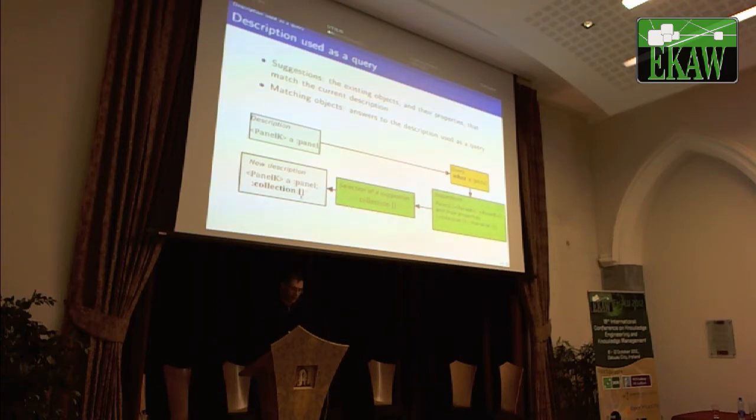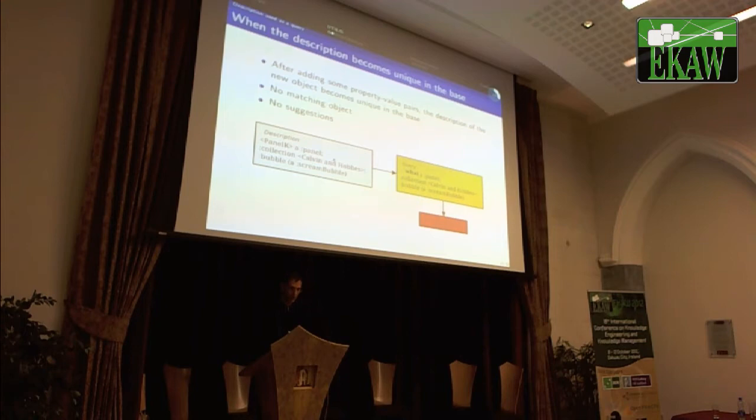At the next step, the system will help the user to choose which collection it is. The problem is that quickly, there are no answers. Because when the description becomes very specific, once you have defined, for instance, that this collection is Calvin and Hobbes, and that there is a screen bubble, there may be no panel, no object in the base that satisfies this query. And so you can't provide any suggestion.